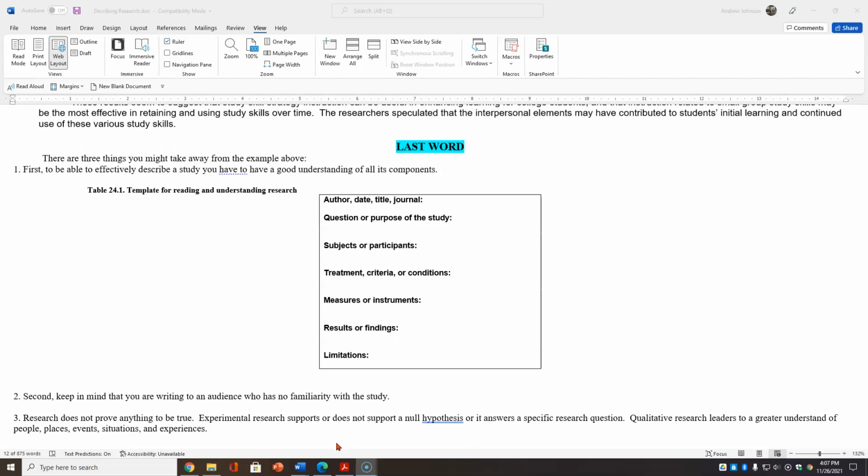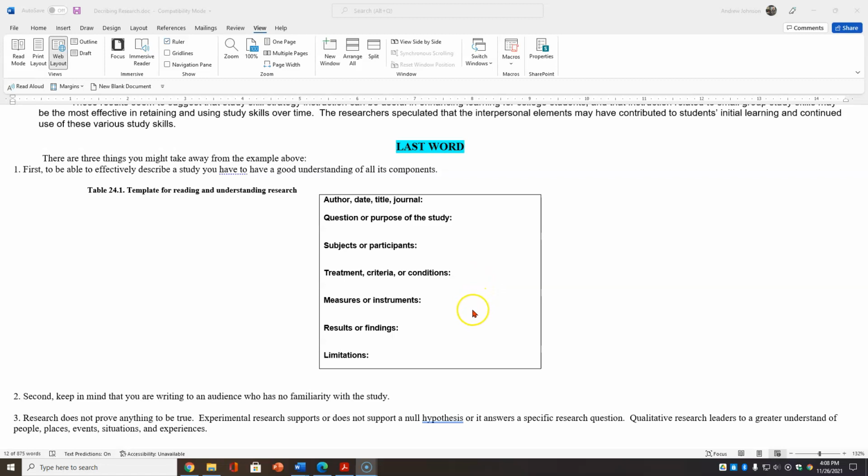Qualitative research leads to a greater understanding of people, places, events, situations, and experience. Each bit of research identifies certain elements that can be used to support, expand, or add to the larger theoretical dot-to-dot pictures. Theories are designed to evolve and eventually become obsolete as new information is discovered and new theories emerge.